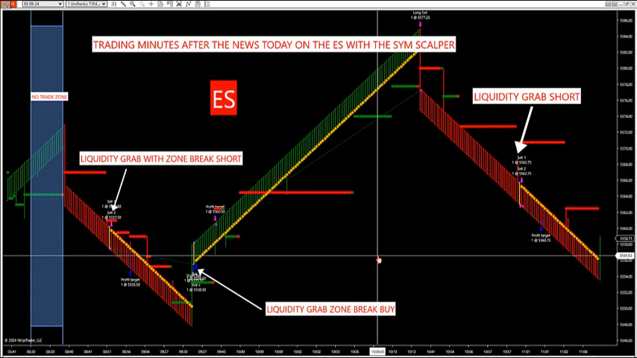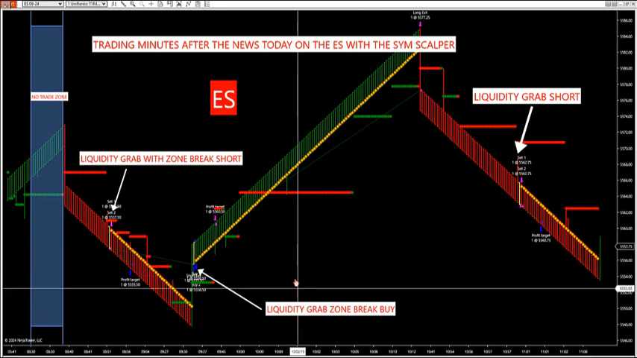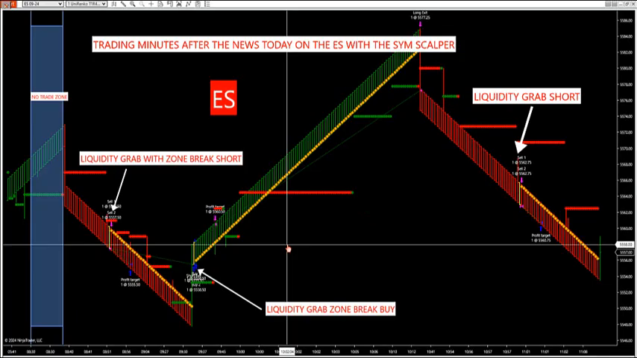The SIM scalper was designed to put all three of my setups into one trading platform. And that one strategy, called the SIM scalper, looks for these zone breaks, failure trades, and slingshot trades. This is specifically how to trade news today.